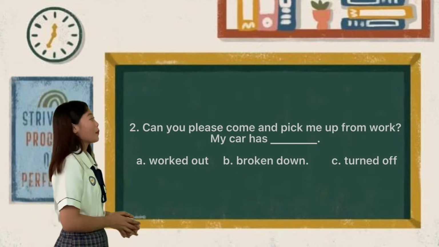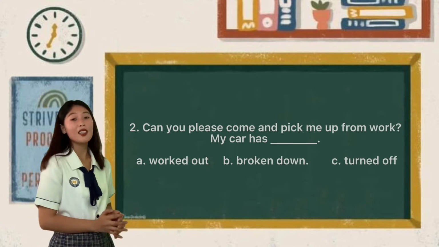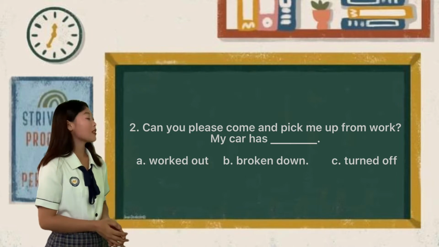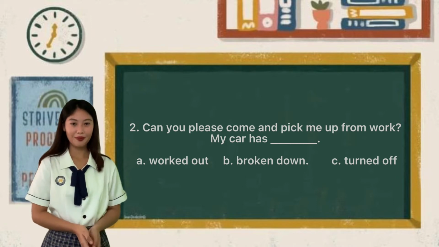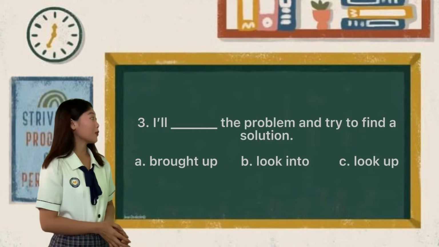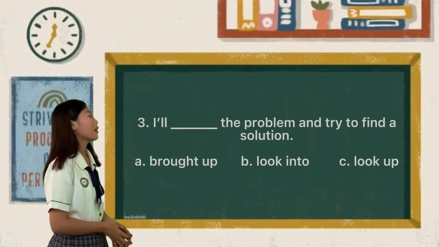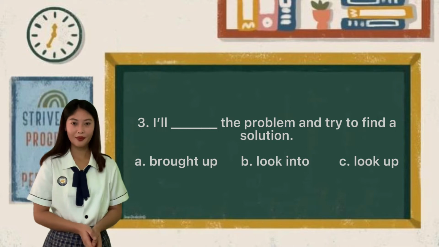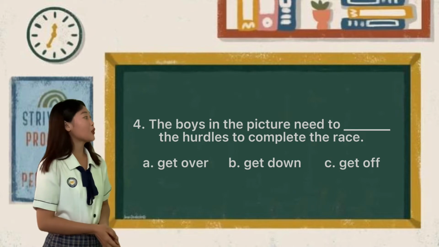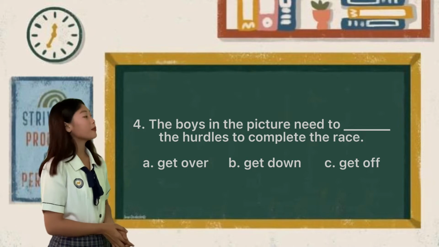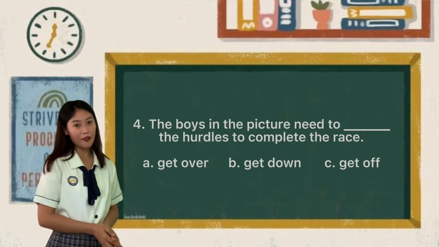Next, can you please come and pick me up from work? My car has blank. A, worked out. B, broken down. C, turned off. Next, I'll blank the problem and try to find a solution. A, brought up. B, look into. C, look up. Next, the boys in the picture need to blank the hurdles to complete the race. A, get over. B, get down. C, get off.